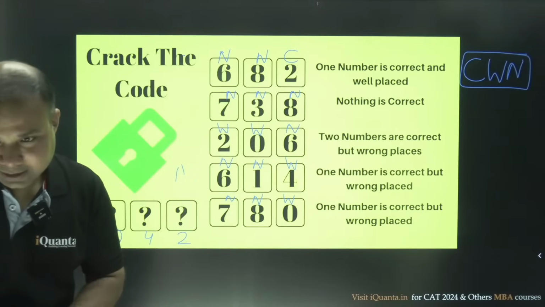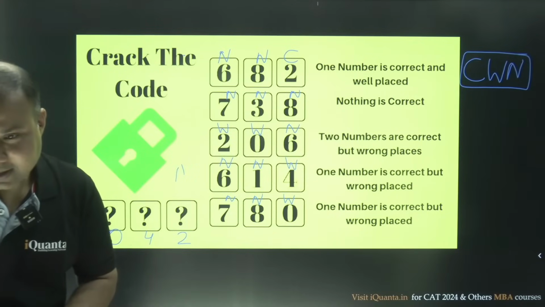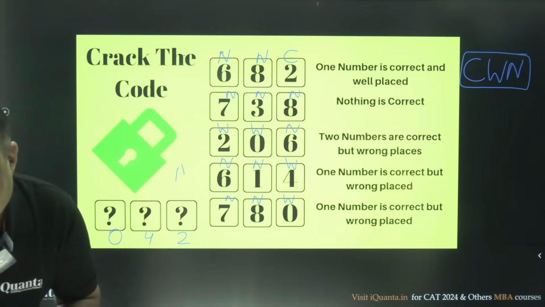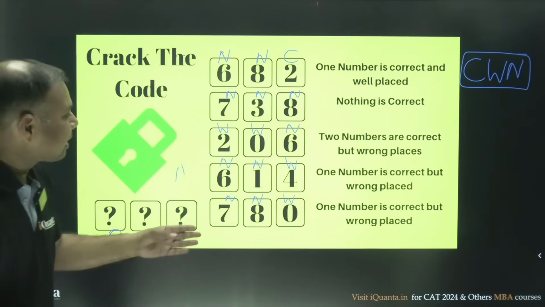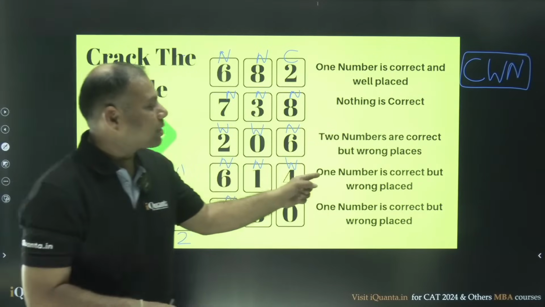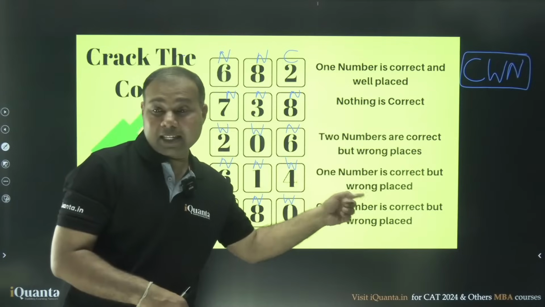Interesting? Yes, Harshay, that's correct. So 1 was already at the middle place. So if 1 were to come here, in that case 1 must be the correct number and well placed, but it is the wrong place. That's why.